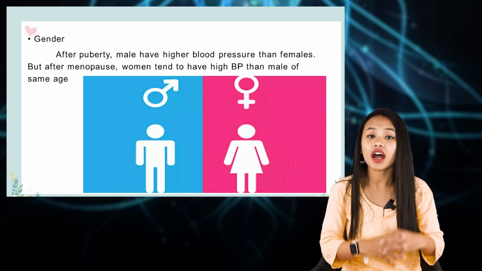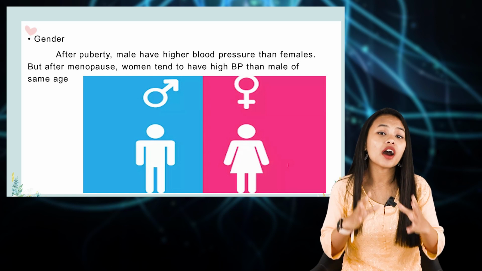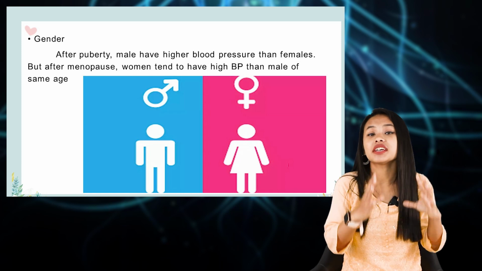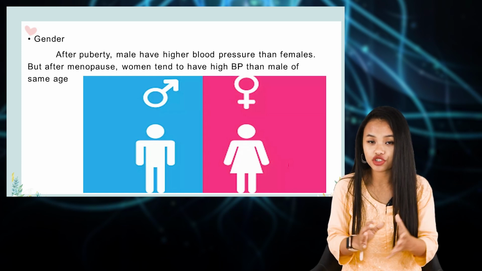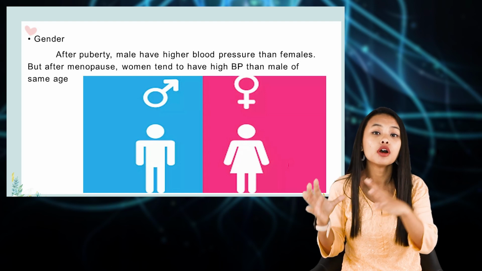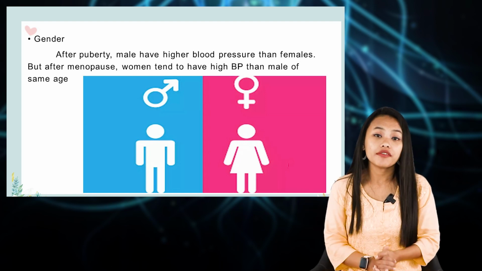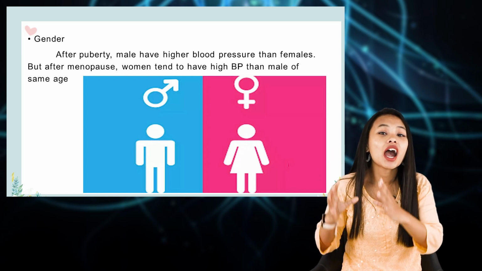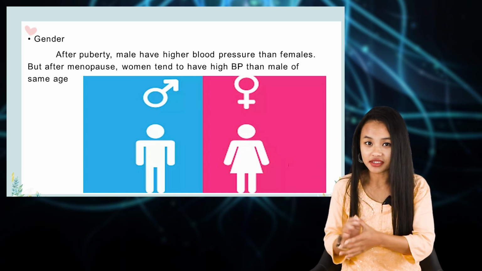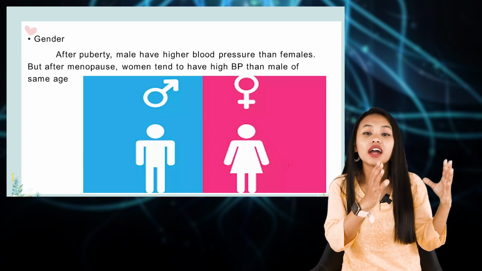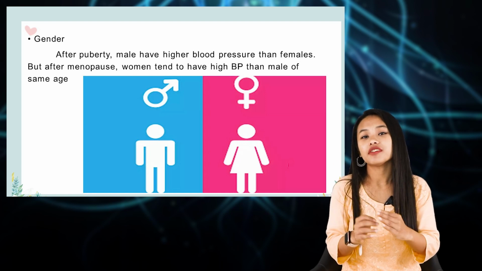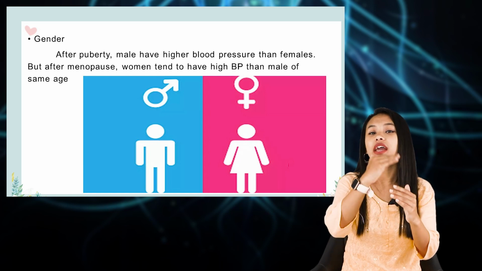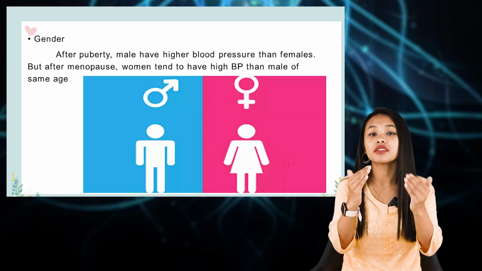So here it is seen that after puberty, males will have higher blood pressure than females. So after a male has hit puberty, his blood pressure will be higher than that of a female of the same age group. However, it is seen that after menopause, the female will have higher blood pressure than males. So after puberty, the males will have a higher blood pressure than the females, whereas after menopause, the females will have a higher blood pressure than the males.